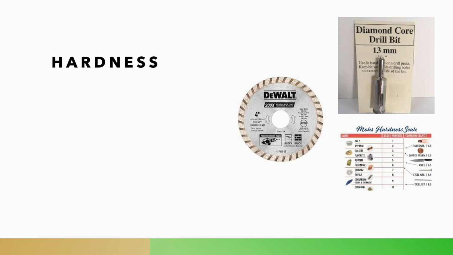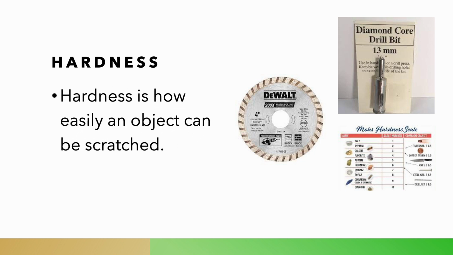One way to compare the hardness of two materials is to see which material can scratch the other. A typical blade of a kitchen knife can cut through a copper sheet because the stainless steel is harder than copper. Hardness is how easily an object can be scratched.